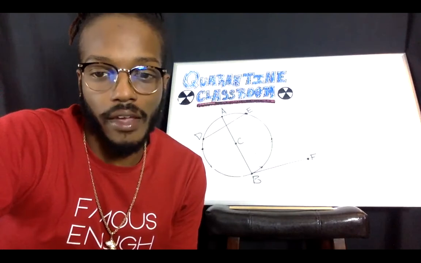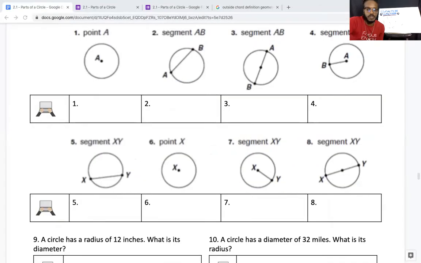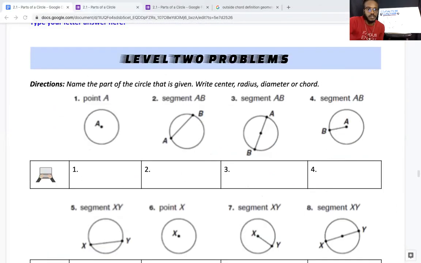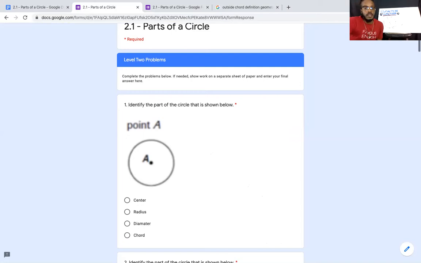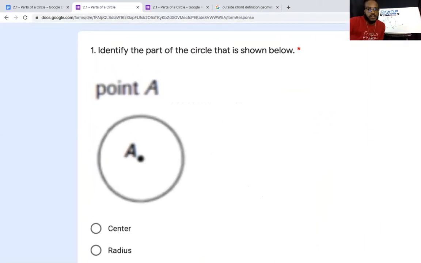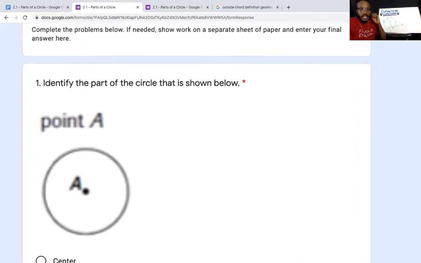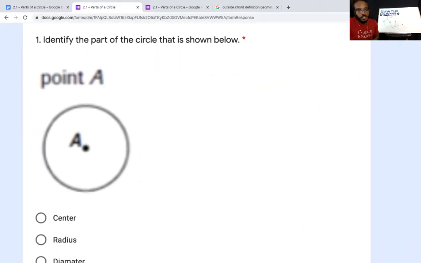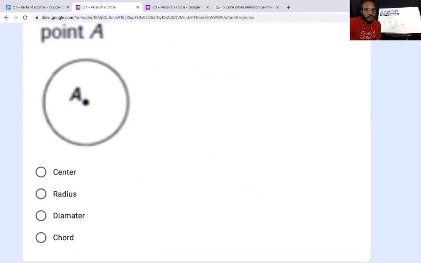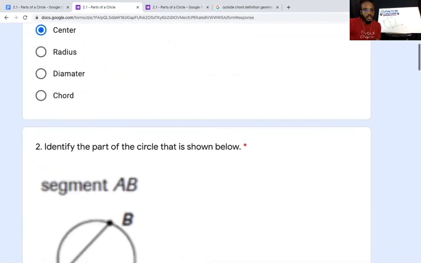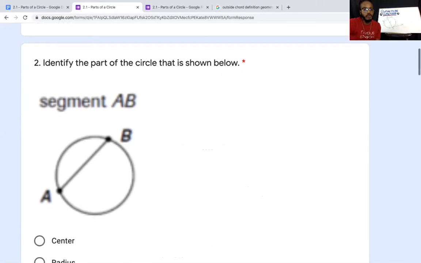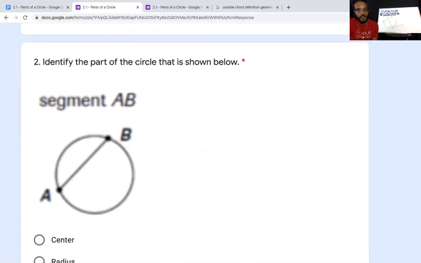So here we have, all right, we need to identify the part of the circle that is shown below. What is point A? Point A lies in the middle of the circle, so that would be known as our center. What part of the circle is shown below? The segment for A and B.